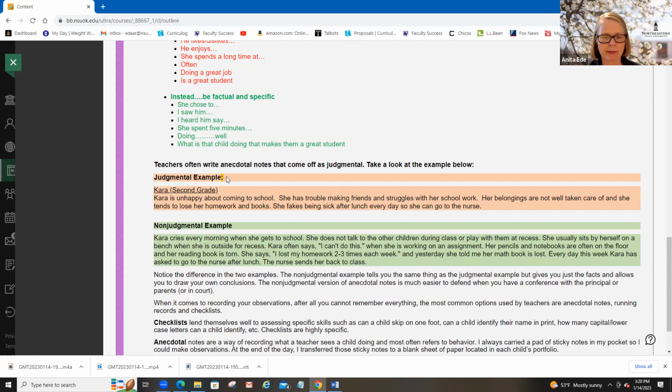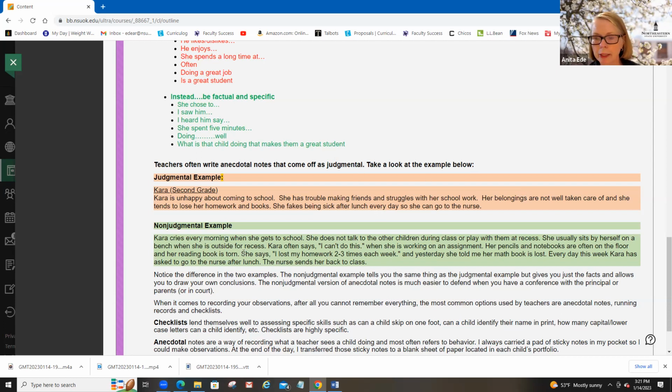This is Kara. Kara, the first one is very judgmental. Kara is unhappy about coming to school. She has trouble making friends and struggles with her schoolwork. Her belongings are not well taken care of, and she tends to lose her homework and books. She fakes being sick after lunch every day so she can go to the nurse. Well, gosh. How judgmental is this? And if you were to send this to a parent, they could very easily get the wrong idea. And it really doesn't tell the reader anything.